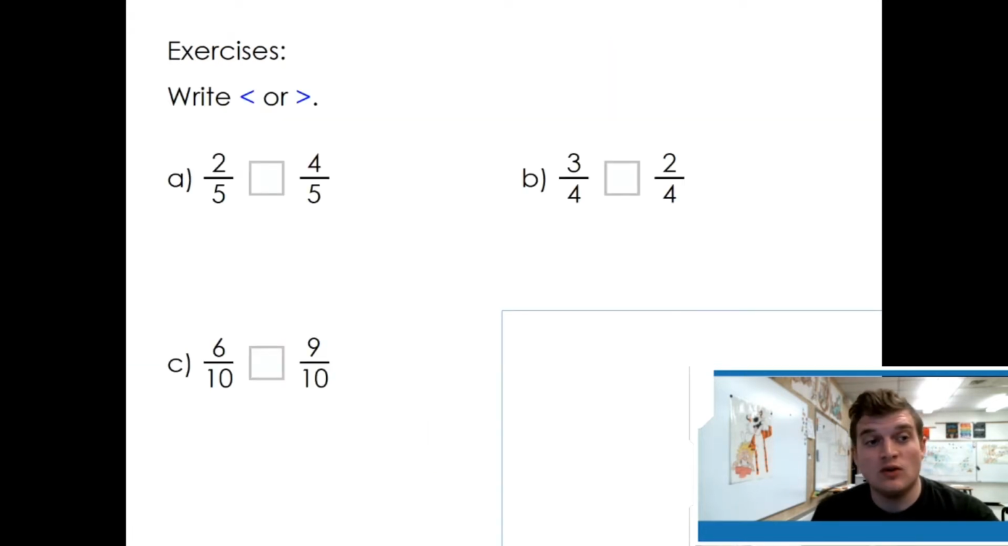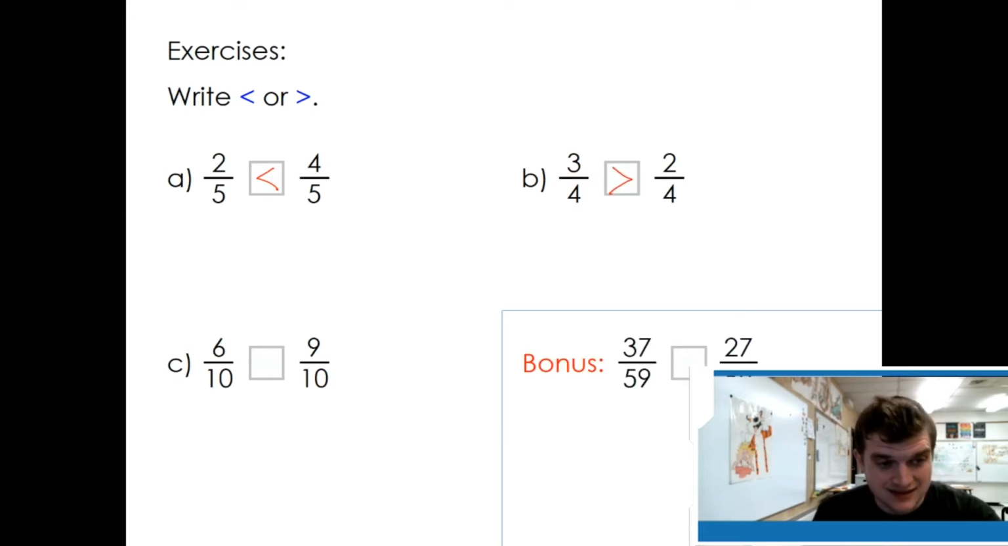Write a greater than or less than sign. 2/5 is less than 4/5. 3/4 is greater than 2/4. 6/10 is less than 9/10. 37/59 is greater than 27/59.